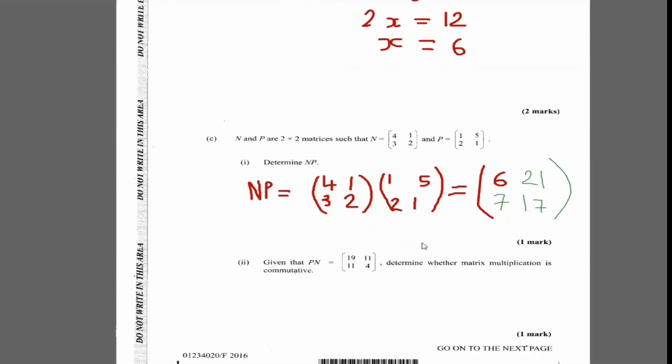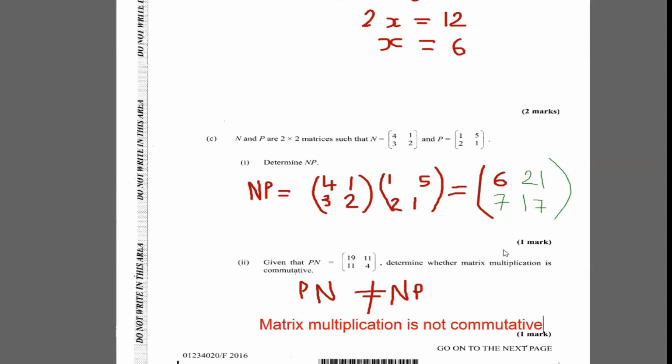It says, given that PN is 19, 11, 11, 4, determine whether the matrix multiplication is commutative. No, it's not commutative. Because PN is not equal to NP, then it's not commutative. PN is not equal to NP, and so matrix multiplication is not commutative. Nice and easy.